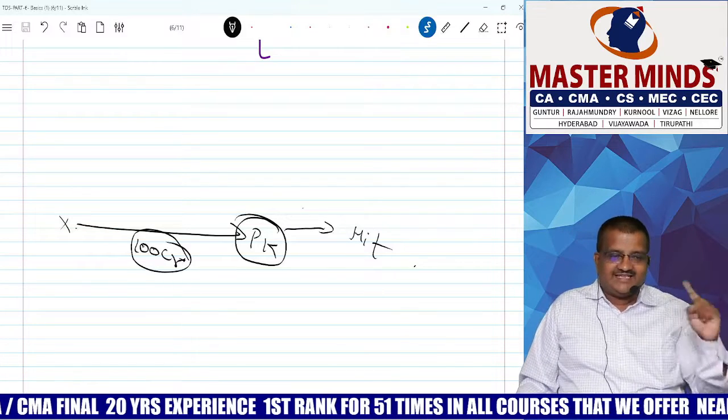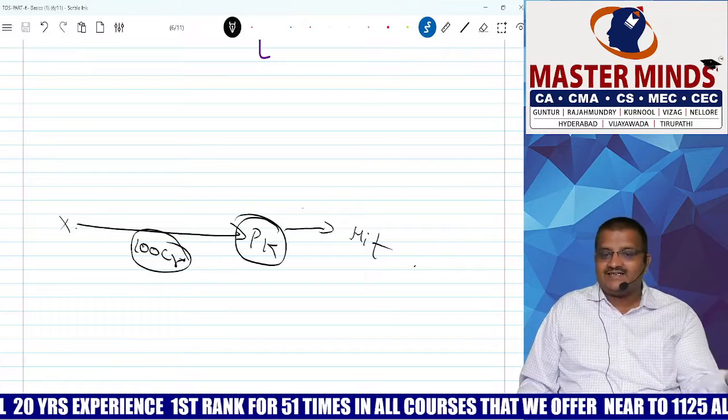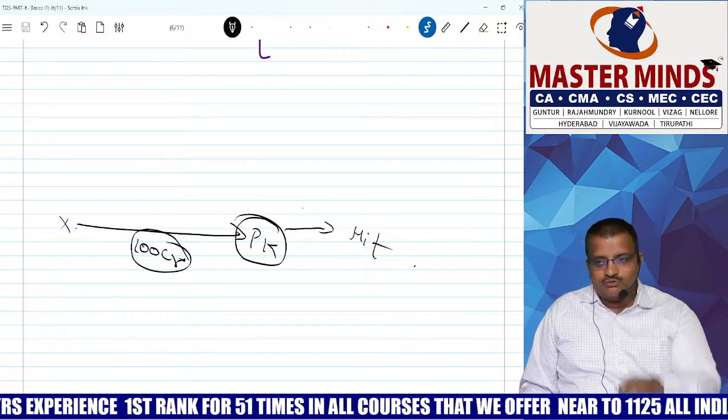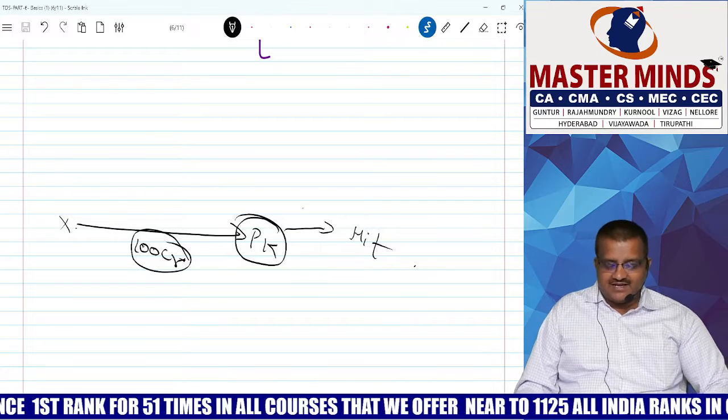Payer neither deducted nor remitted. I repeat, the payer neither deducted nor remitted. Now, whose responsibility is it to pay TDS now? X or PK, na?